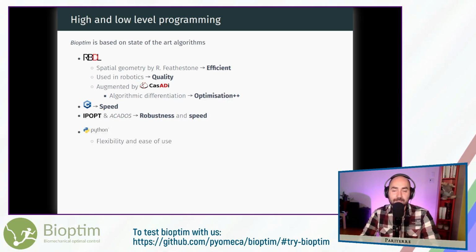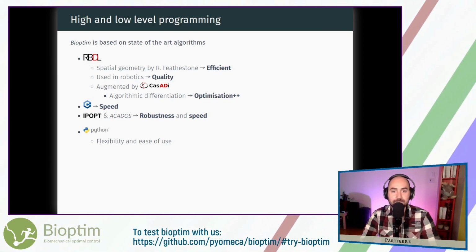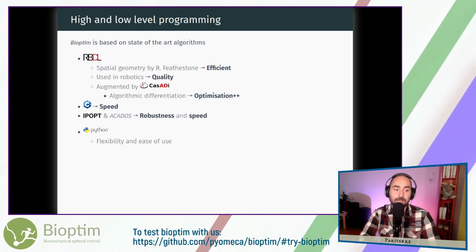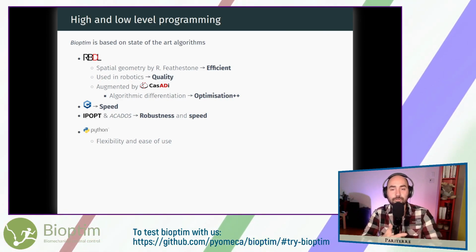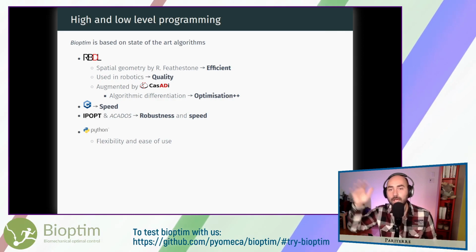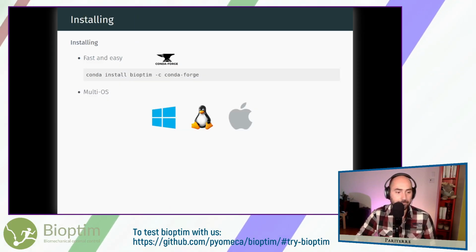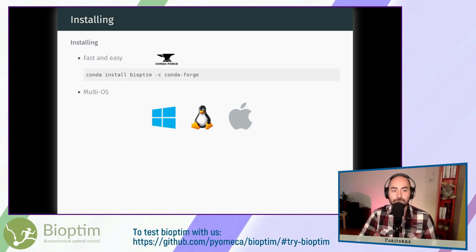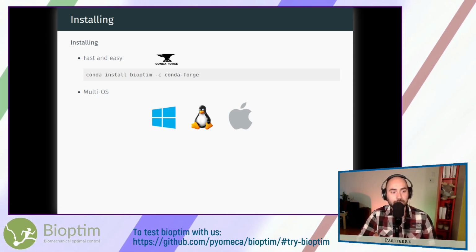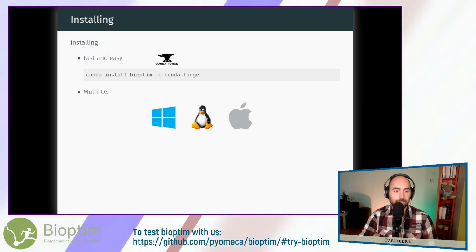But in the user backend, so anything that you are going to interact with, is done in Python. So you can modify Bioptim only from the Python side. If you want to create a new constraint function, a new objective function, or anything new, that can be done in Python. So if you're not fluent in C++, that's the way to go. To install it is very easy as it is a package from Conda. So if you're using Anaconda, you can install it using this one-liner over there, conda install bioptim from the conda-forge channel. And it's available for Windows, Linux, and Mac.